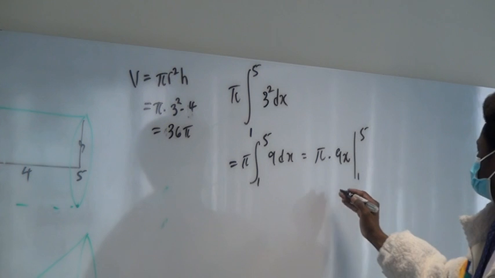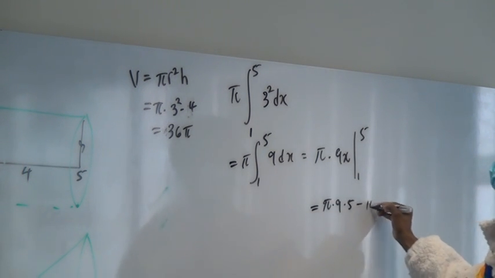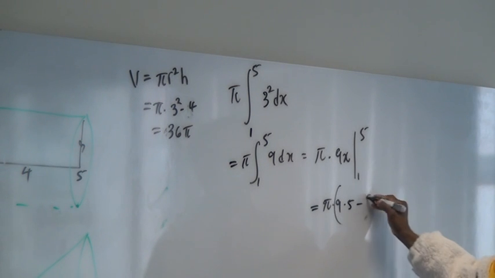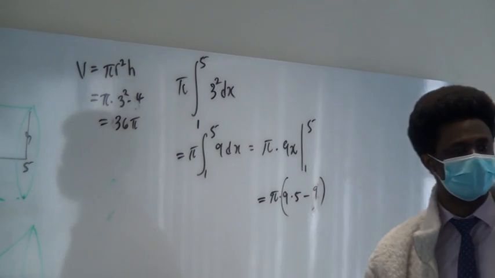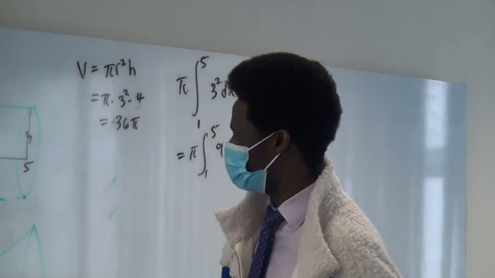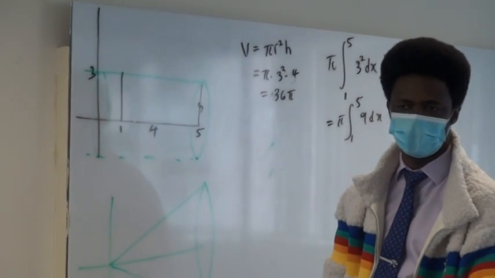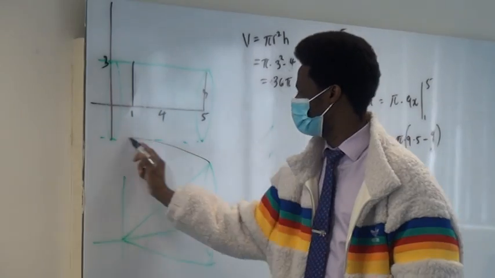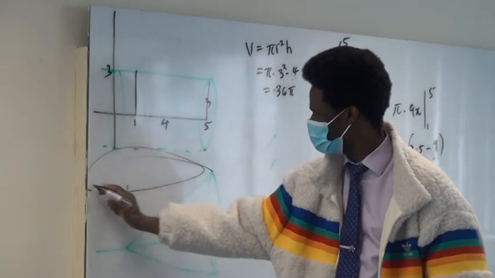Okay. So this will be pi times 9 times 5, or pi could just be outside, then 9 times 1. 45 minus 9 is 36, you get the same thing again. Okay? Similarly, we can talk about the revolution along the x-axis. Just like we did on area, you'll be making use of the inverse function, because now it's revolving in this way.